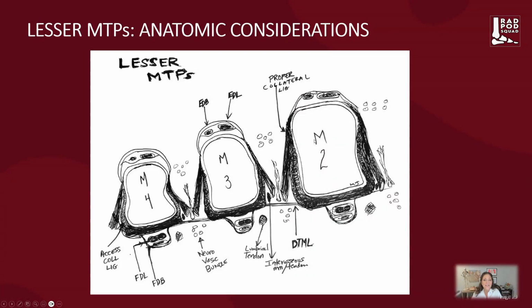Looking at the anatomic considerations of the metatarsals as they're lined up from M2 to metatarsal 4, we can appreciate the plantar plate as it joins that accessory collateral ligament and the proper collateral ligament superficial to that. And of course, our DTML, our deep transverse metatarsal ligament. We can appreciate the location of our neurovascular bundle.